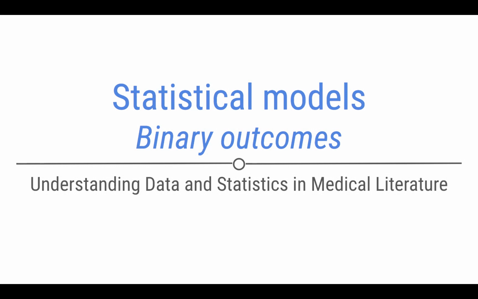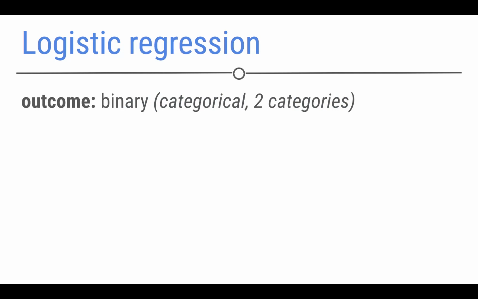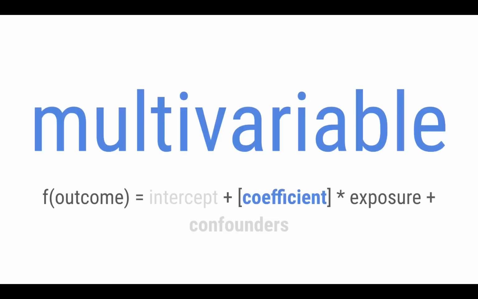All right, now we're going to be talking about binary outcomes. A binary outcome is another way of talking about a categorical outcome that just has two categories. The most common model that's used in this case is logistic regression.